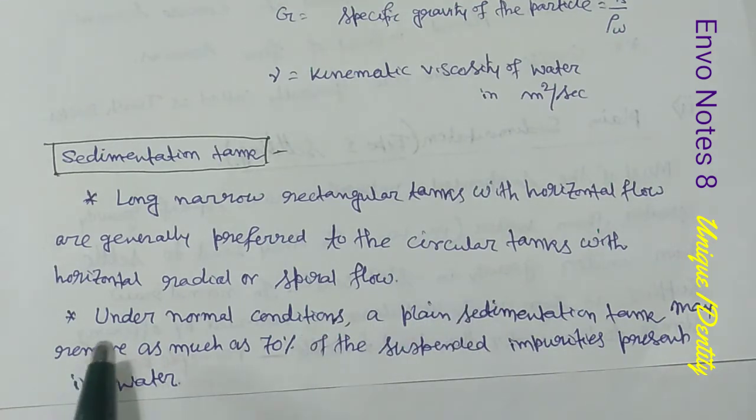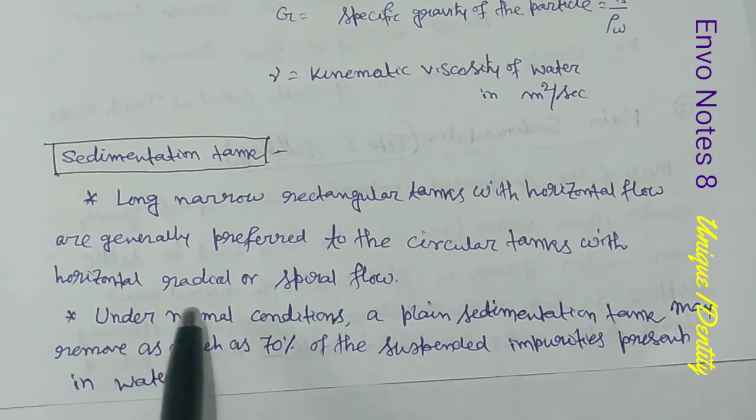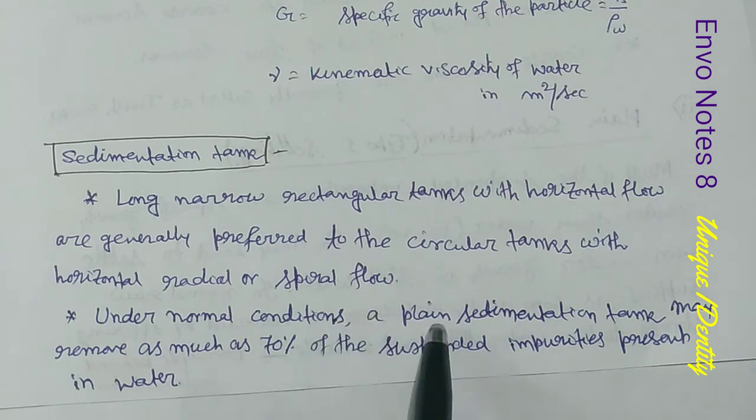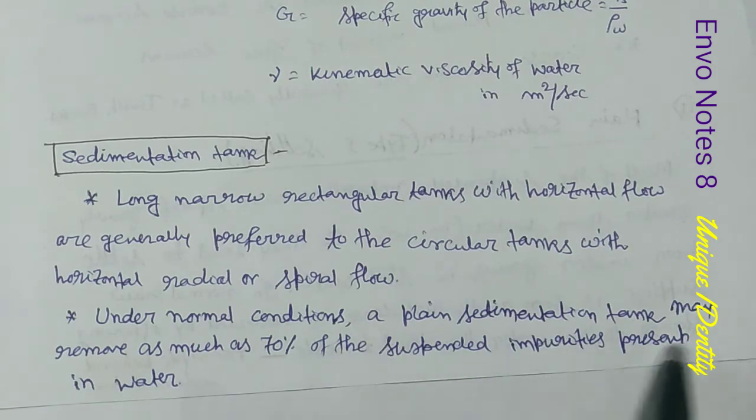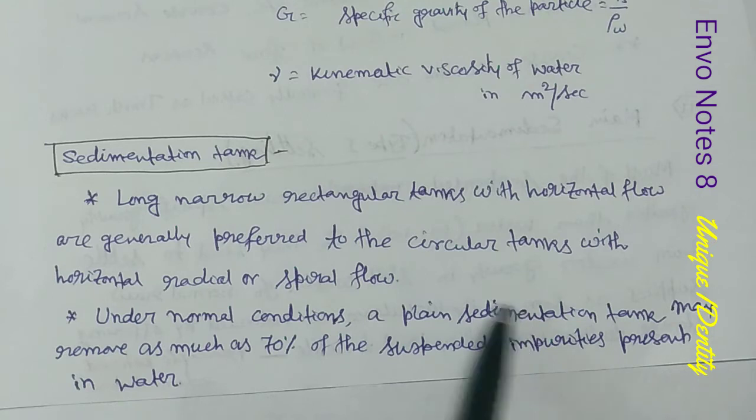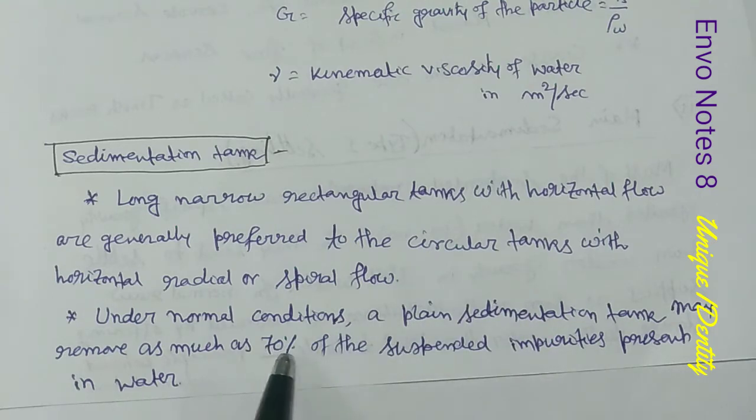Okay. Now the second one-liner: under normal condition a plain sedimentation tank may remove as much as 70% of the suspended impurities present in water. So in a plain sedimentation tank 70% of the suspended impurities may be removed. Okay.